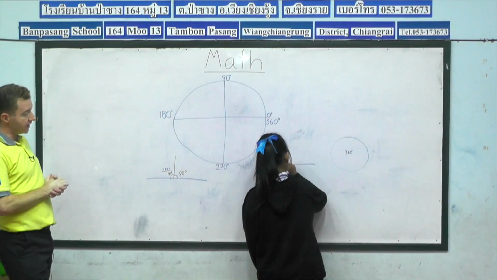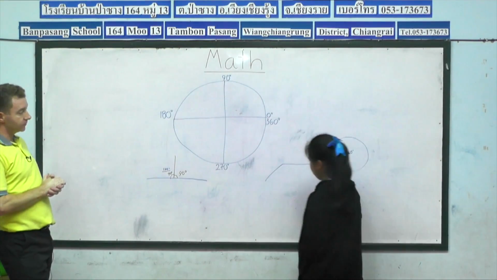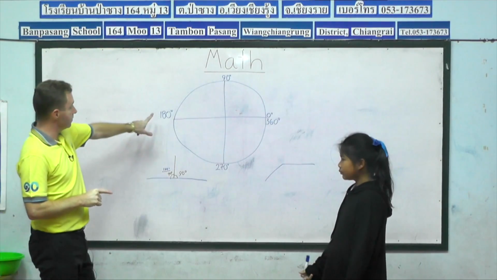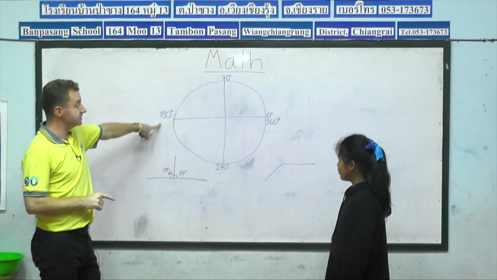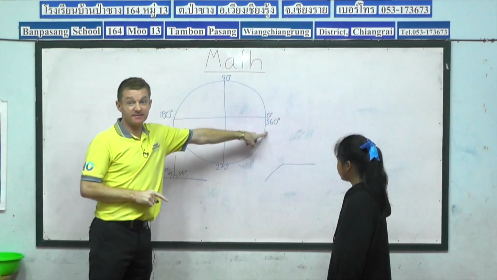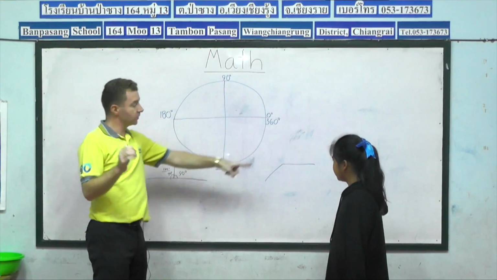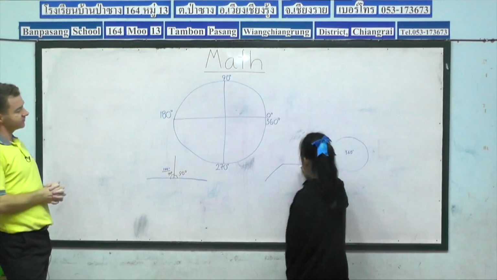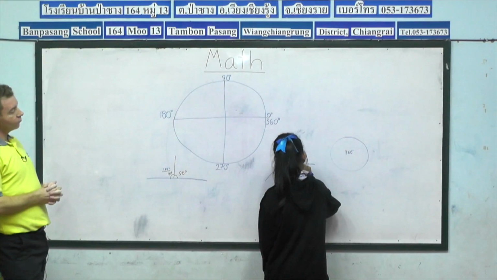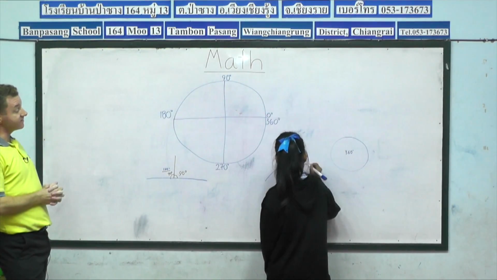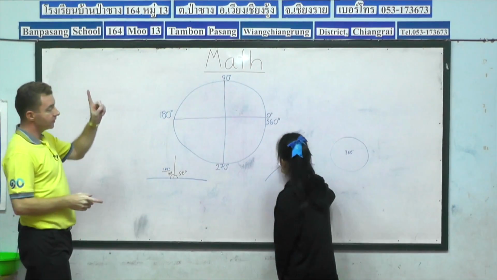So we've got our straight line. Okay, that looks good to me. It's definitely more than 180 degrees and it's less than 360. So it's a reflex angle. But how many degrees do we think this is? 220 degrees. Okay, looks good.